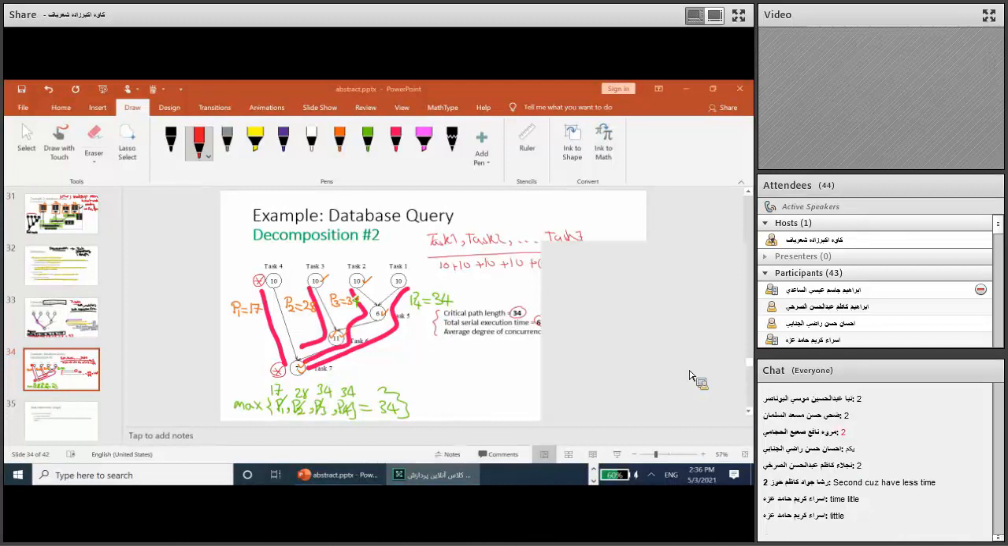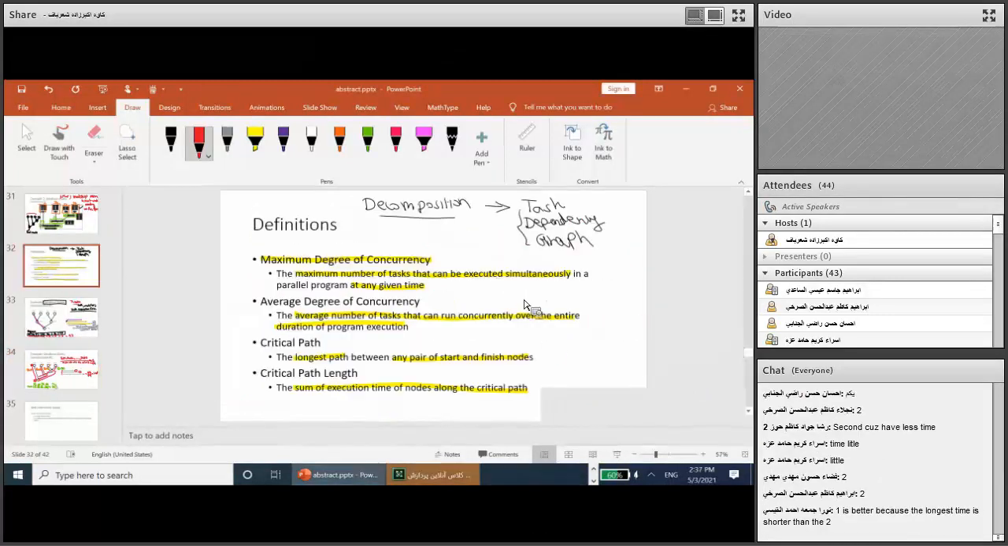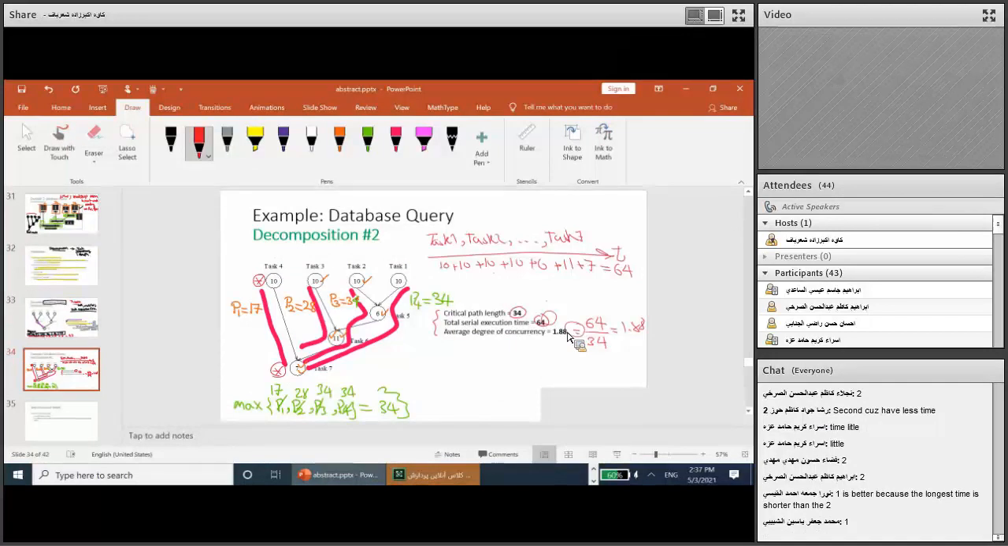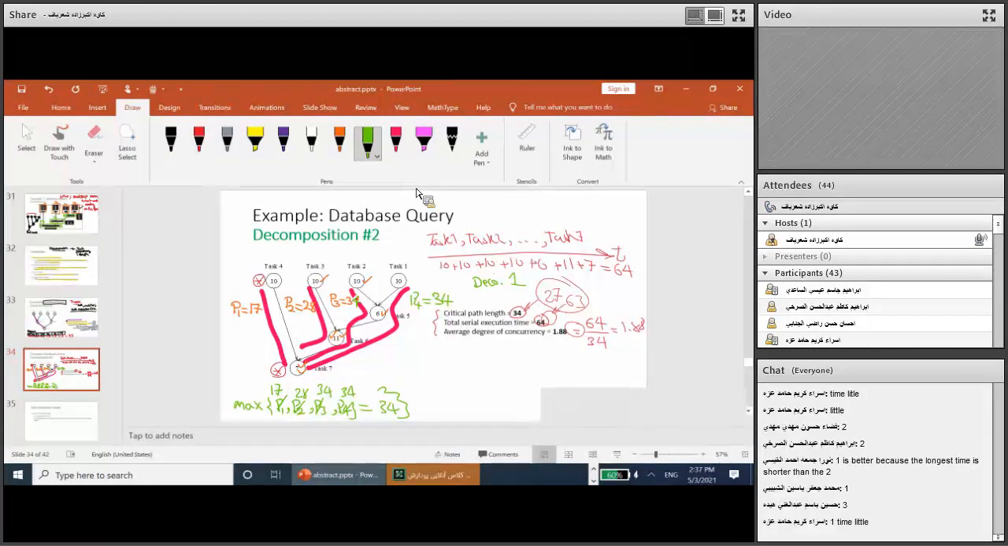Okay, but decomposition 1: critical path length 27, 63. In decomposition 1 the critical path length was smaller and even the total serial execution time was smaller.